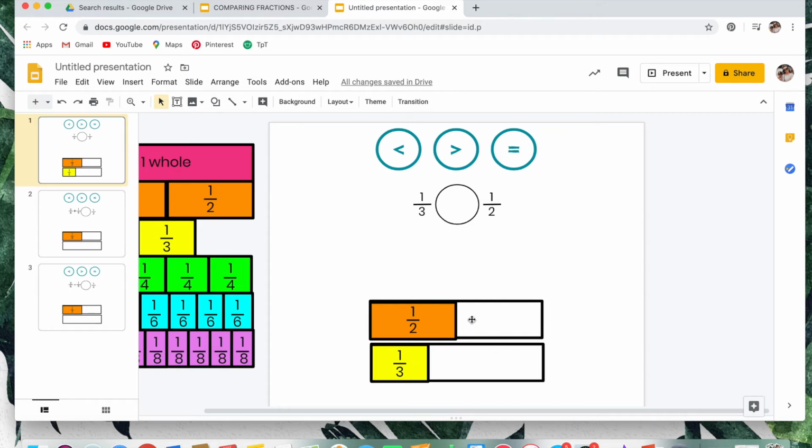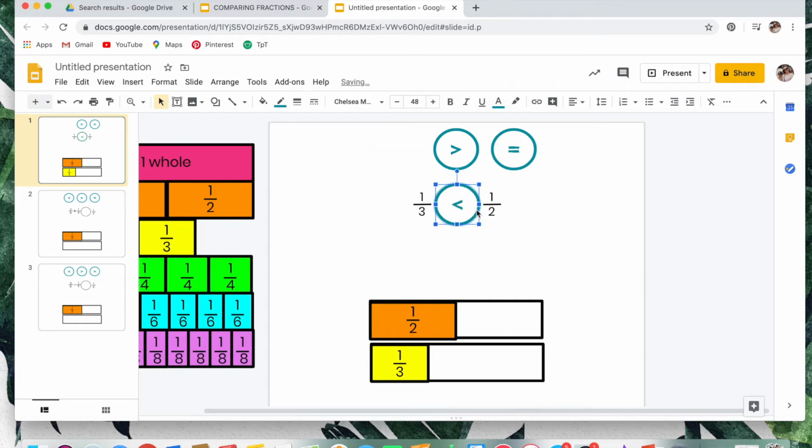I could also look at this by saying there's less space left over to fill in my hole than there is to fill my 1/3. So I can say that 1/2 is bigger than or greater than 1/3. So I'm going to take my less than symbol because I have 1/3 is less than 1/2. I can think about my alligator mouth, and I know my alligator wants to eat the bigger fraction. So there's our first comparison.